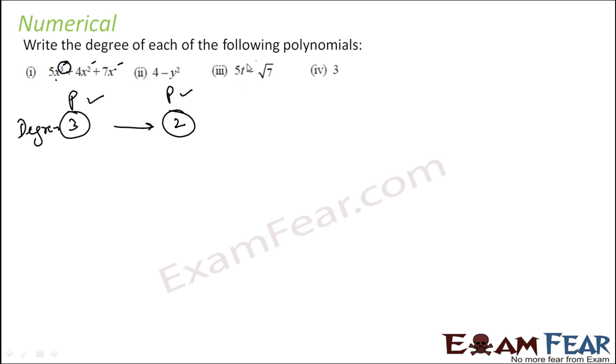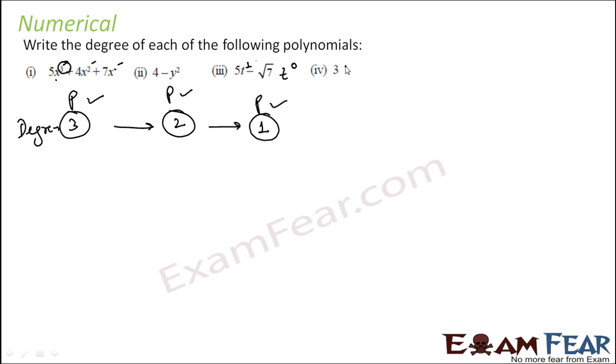Let's check the 5t, t to the power 1. And this is root 7 to the power 0. So 0 and 1. Powers of 0 and 1 both are whole number, so it is a polynomial. Let's check degree. This is t to the power 1, t to the power 0. The maximum power is t to the power 1, so the degree is 1.